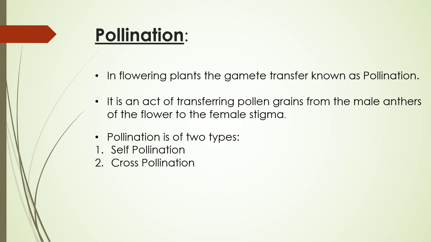In self-pollination, the transfer of pollen from the anther of the flower to the stigma of the same flower or of another flower on the same plant occurs. While in cross-pollination, the plant pollinates another plant's flower.